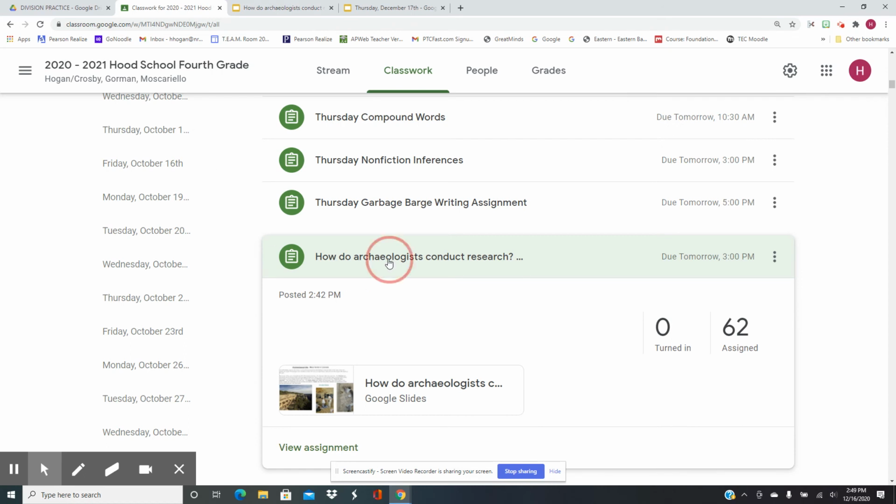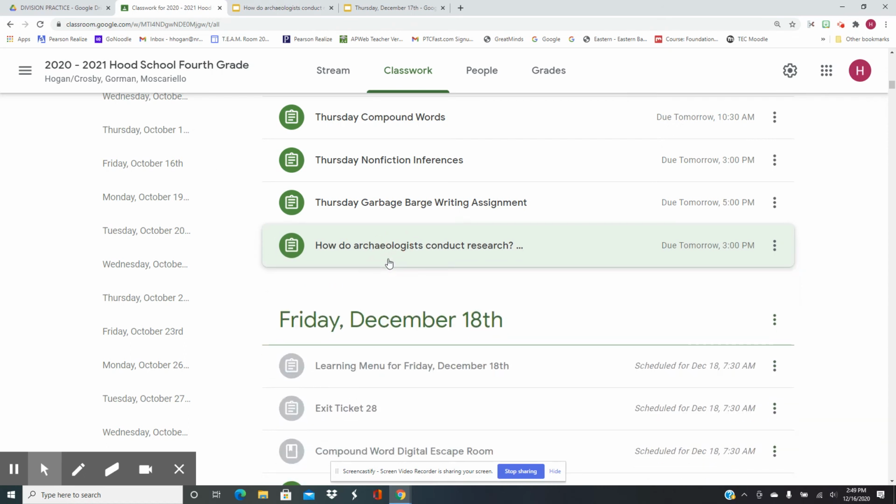And you have to do all of that because tomorrow, on Friday, we're going to do a Kahoot and a Quizlet. So you're going to have a quiz on this social studies unit on Monday.